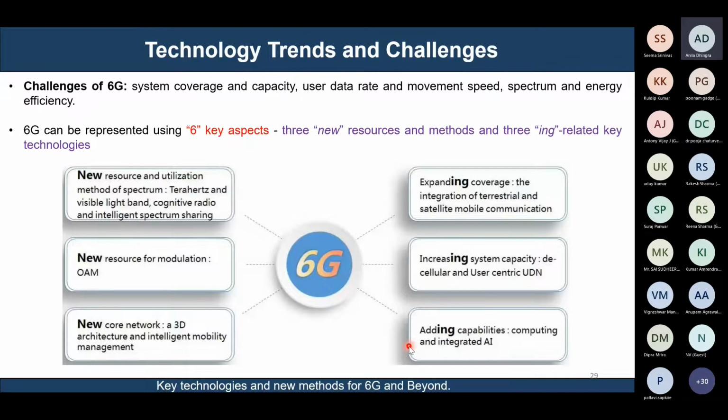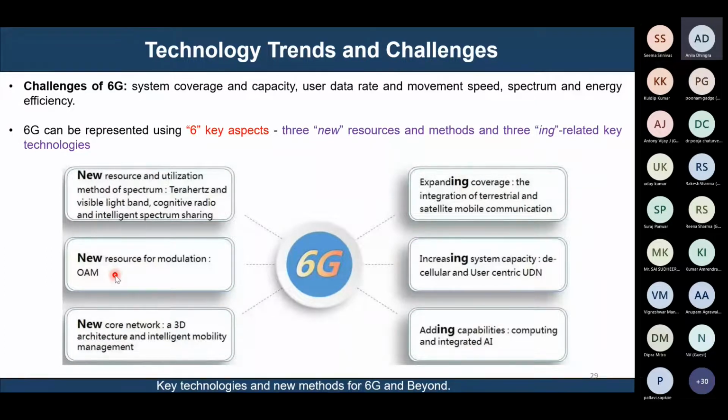What people are working on right now are 6 major trends. First, they are trying to expand the coverage, because the path losses are very high, by integrating multiple of those segments. This is the immediate requirement. Increasing the system capacity is another one. They also want to integrate the core 3D architecture with AI capability.